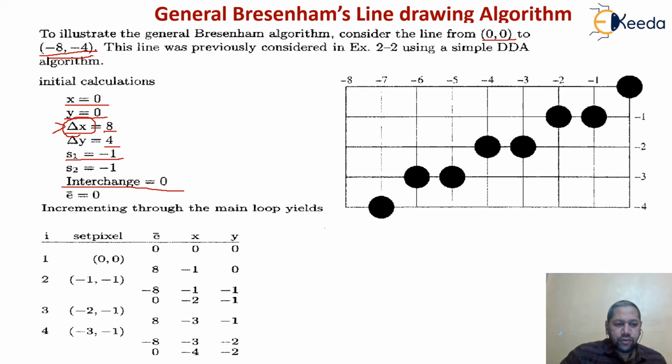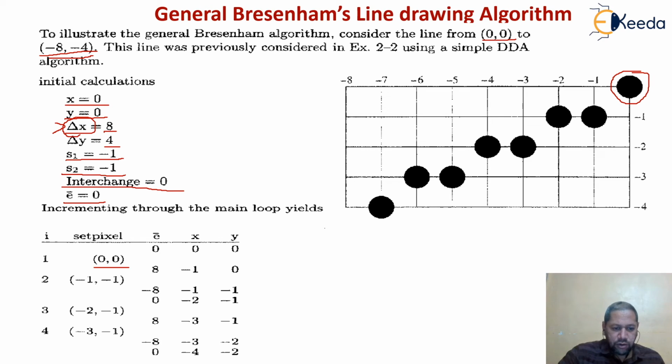Calculate the values of s1 and s2. These s1 and s2 will decide whether I have to increment or decrement. In this case I am moving in the negative direction in the diagram, so I will get -1 and -1. Then calculate the e bar value, incrementing through the loop. My first pixel is 0, 0. Set the pixel: pixel 0, 0 is activated.